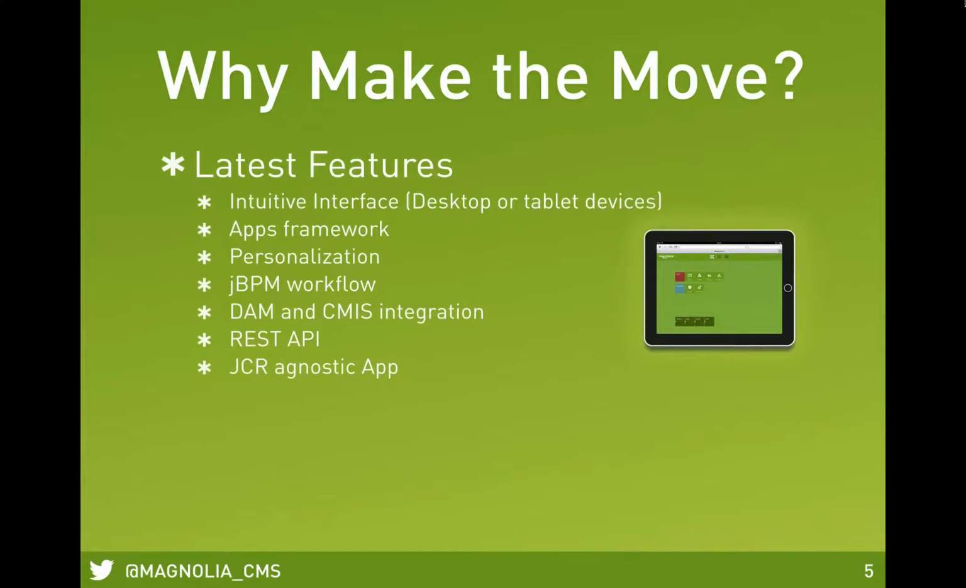We also have a brand new workflow based on the BPMN standard, so a fully customizable workflow. And we also have a nice integration of the DAM, our asset manager, so you can integrate through the CMIS protocol any type of system which manages assets. We also have a brand new REST API for integration purposes, and we also have what we call the JCR agnostic app, which basically means that you can integrate Magnolia with any type of data source from, for instance, the file system or MongoDB or MySQL if you want.